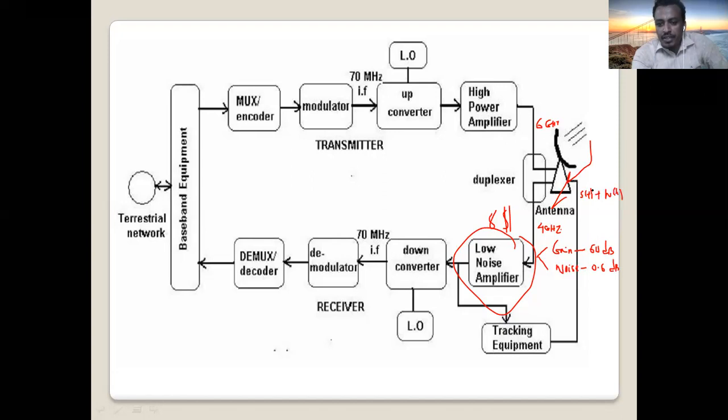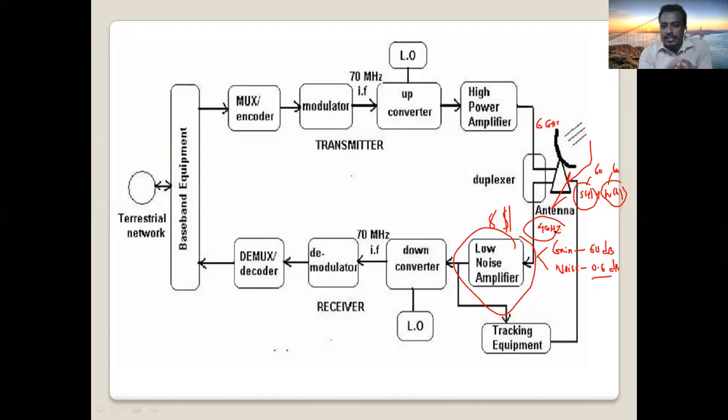This low noise amplifier increases both the signal and the noise, which comes from the antenna side. But when it amplifies the signal by 60 dB, it amplifies the noise also by 60 dB, but the amplifier itself generates only 0.6 dB noise. It does not generate too much noise. That's why we call it low noise amplifier. So how many gigahertz? The downlink is 4 gigahertz, right?